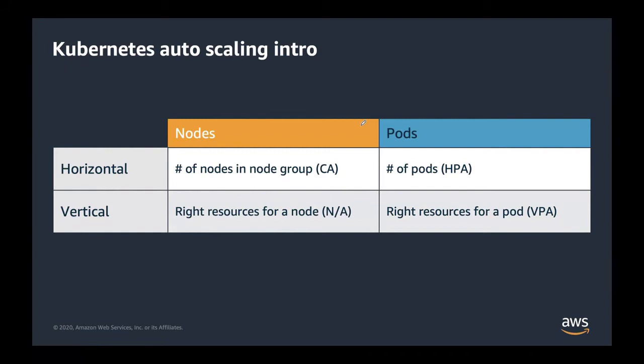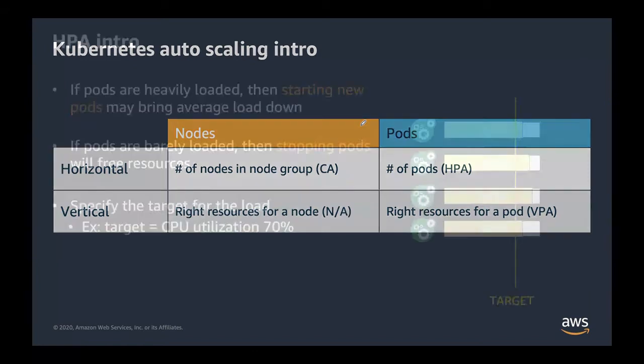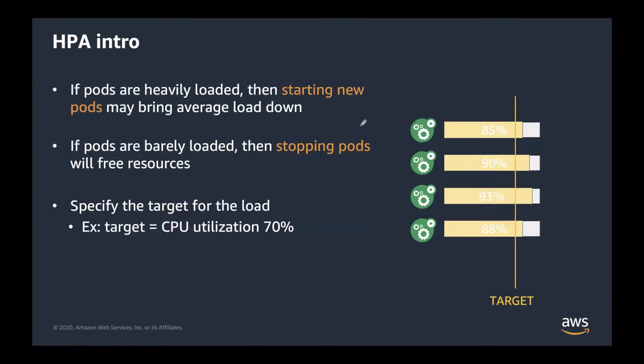Now there are 2 kinds of scaling: horizontal and vertical. For the sake of simplicity, we won't talk about vertical scaling as of now, as it is very, very new at this moment. We'll only talk about horizontal scaling today. If you want to scale the nodes, we have something called Cluster Autoscaler. If you want to scale the pods, we have something called Horizontal Pod Autoscaler. Now, how does HPA work?